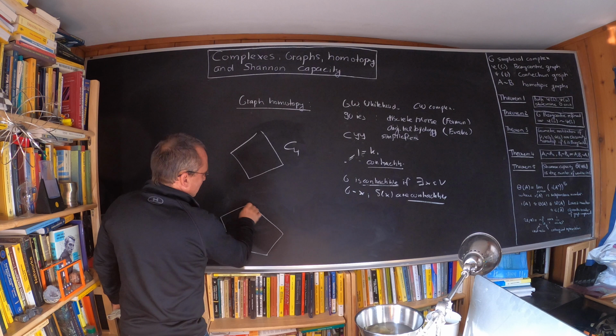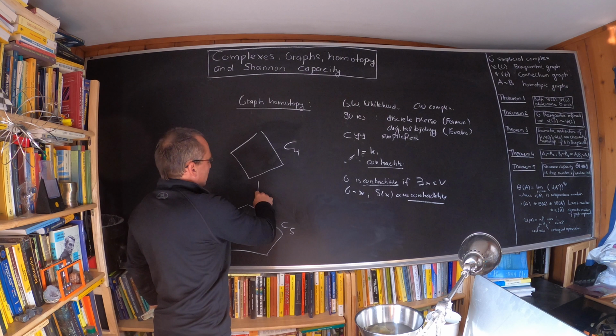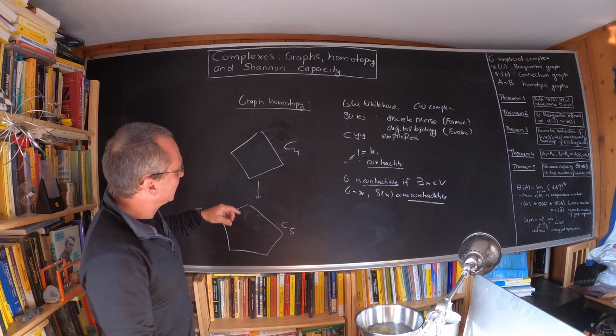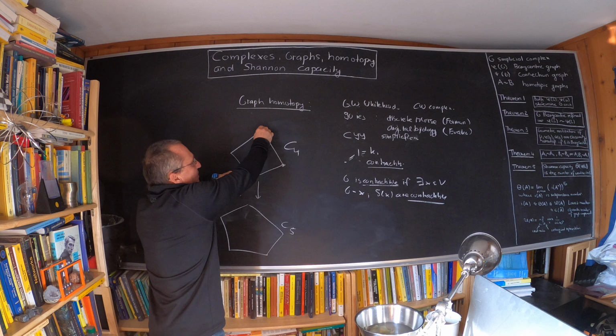And how can you get from here to here? So it's obvious, kind of, if you look at the geometric realizations, these are circles. Of course they are homotopic, but how do you do that? You cannot do this by removing a vertex, right? If you remove a vertex here, then the unit sphere is a zero-dimensional sphere, is disconnected.